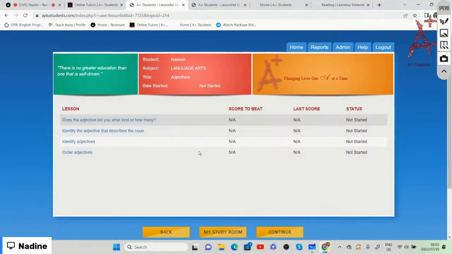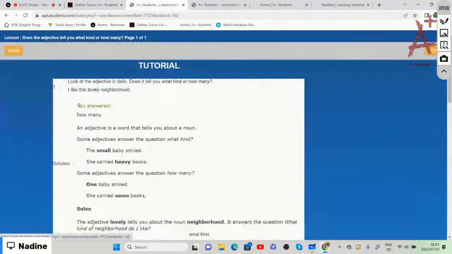Once we are within the chapter of adjectives, the lessons that we'll be covering today are: does the adjective tell you what kind or how many? We need to identify the adjective that describes the noun, identify adjectives, and then we also need to order adjectives, right? So we're going into our first lesson, which is, does the adjective tell you what kind, or does the adjective tell us how many?